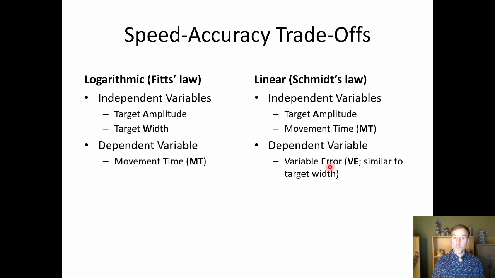What do we measure in Fitts' law? Well, we measure your movement time. What's your average movement time? So the dependent variable is movement time. And here we see another change. In Fitts' law, movement time is a dependent variable; in Schmidt's law, it's an independent variable. So what I'm trying to show here is that both tasks kind of have the same three variables, if we think that target width and variable error are kind of the same, but we've shuffled which ones are independent and dependent variables.